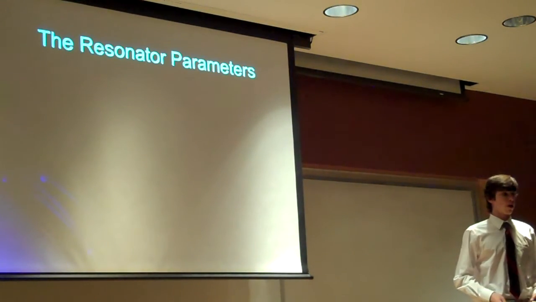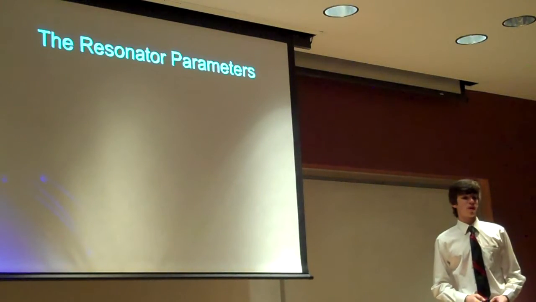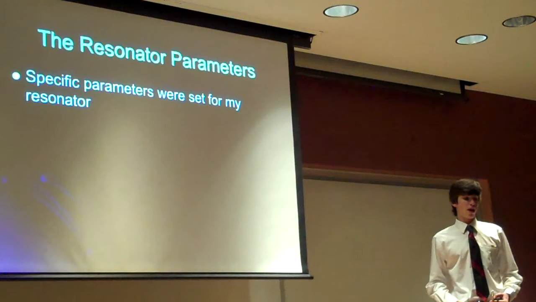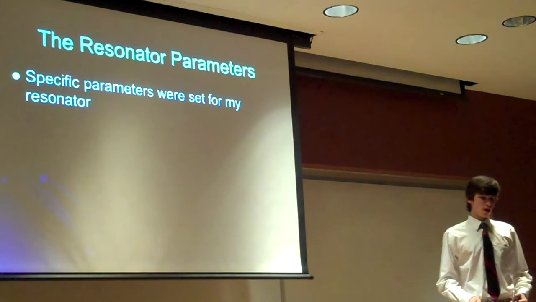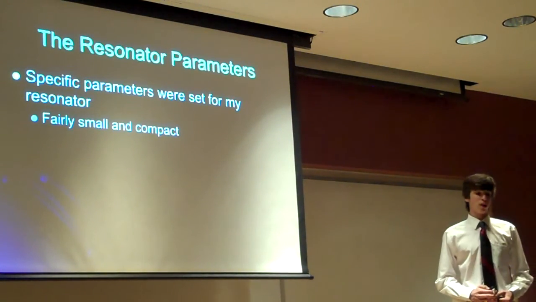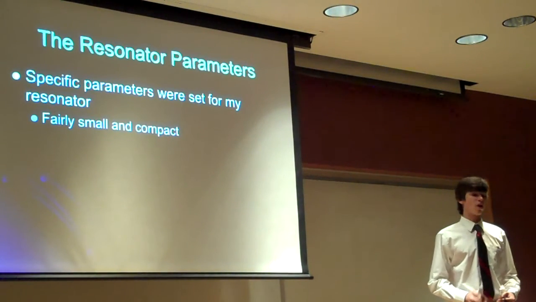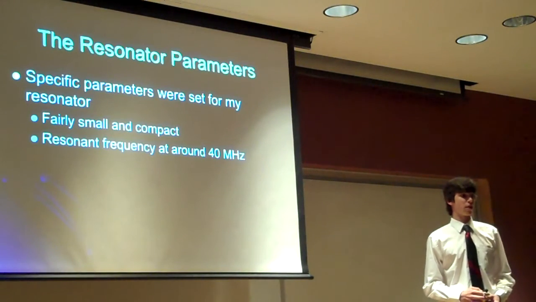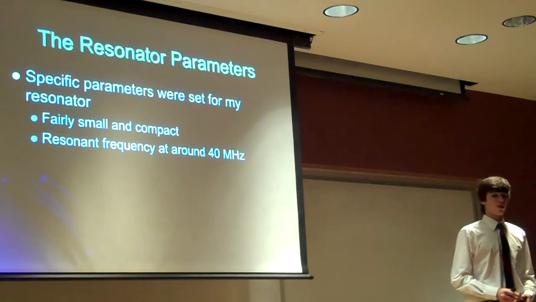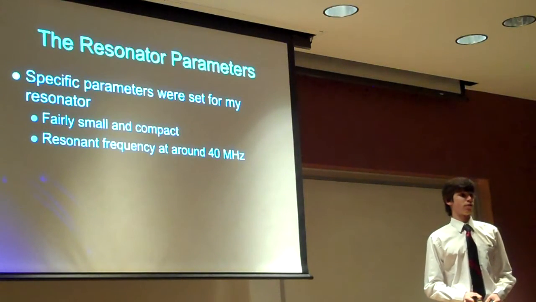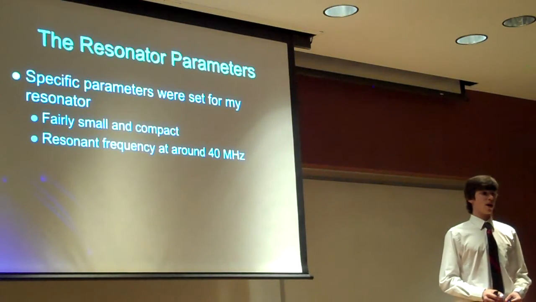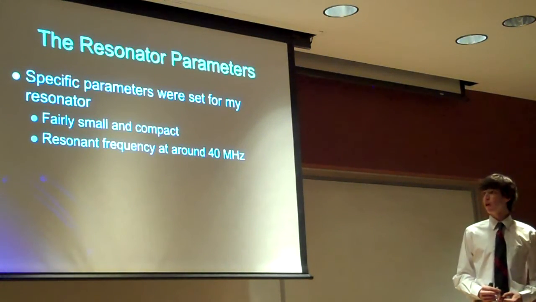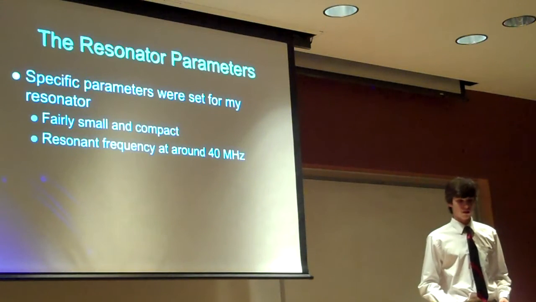So resonator parameters. On day 2 of the SHARP program with my mentor, we talked about the parameters that the resonator should have, and they were set for me. So we want a fairly small and compact resonator. If we have a really big resonator, it's not going to fit on the trap that well. And then we want the resonant frequency to be around 40 megahertz. Why 40 megahertz? Well, the calcium ions oscillate at around 4 megahertz, and the ions are most stable when their oscillation frequency is 1/10 the resonant frequency, which means it should be around 40 megahertz.